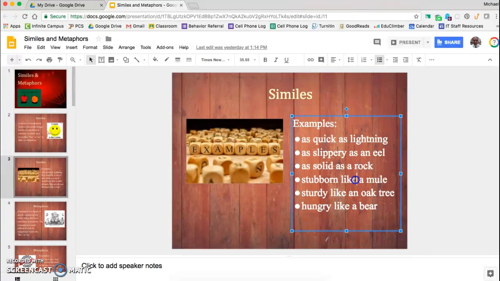Down below, you'll just see examples using the word like instead of the word as. You'll notice that only comes up once. Stubborn like a mule, sturdy like an oak tree, hungry like a bear. And again, these aren't too complicated. It's not hard to figure out how a bear would be hungry.